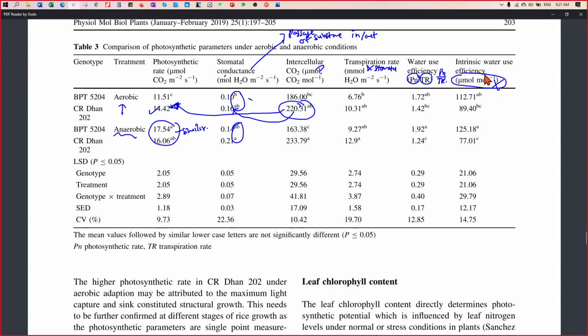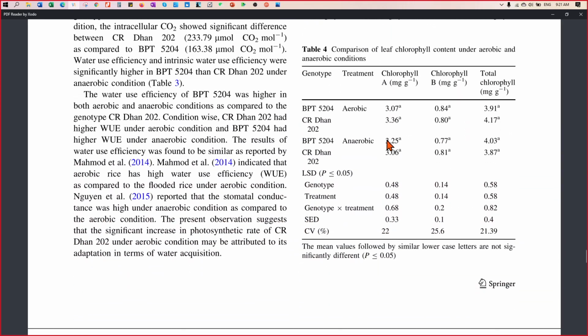No, intrinsic water use efficiency is also a ratio, but photosynthesis over stomatal conductance here. Okay, this guy divided by this guy, you get intrinsic water use efficiency. So what's the difference between the two? This one, no stomata. This one takes into account stomata. Okay, right.